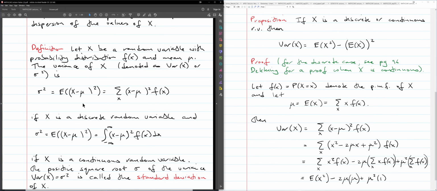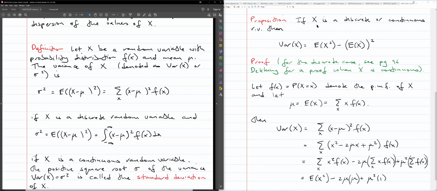Okay, so we saw that our definition of variance of x is the expected value of (x minus mu) squared. What we want is an alternative definition for variance, because sometimes it's easier to work with. So here I have variance is equal to the expected value of (x minus mu) squared, where mu is the mean, so the expected value of x.